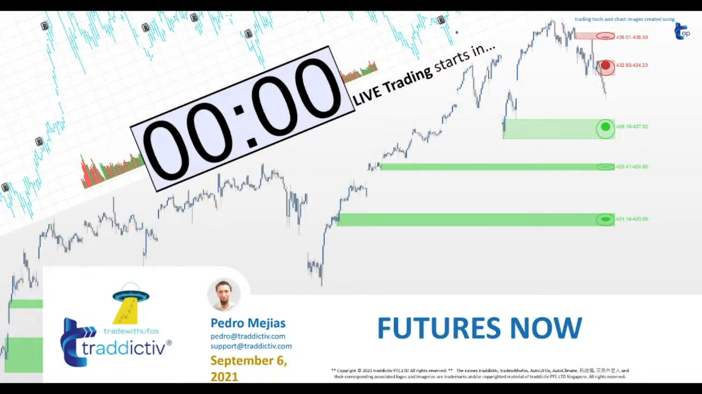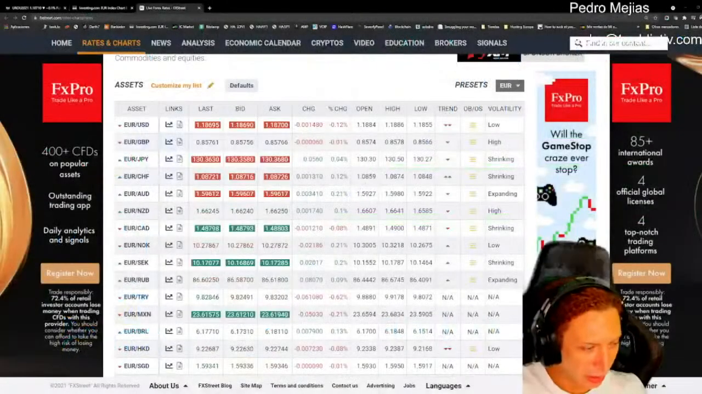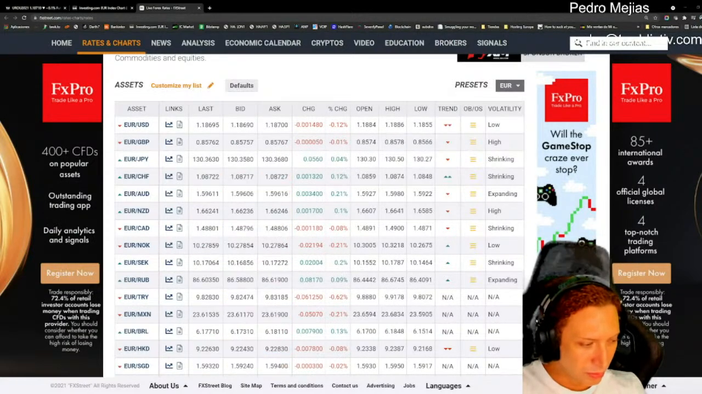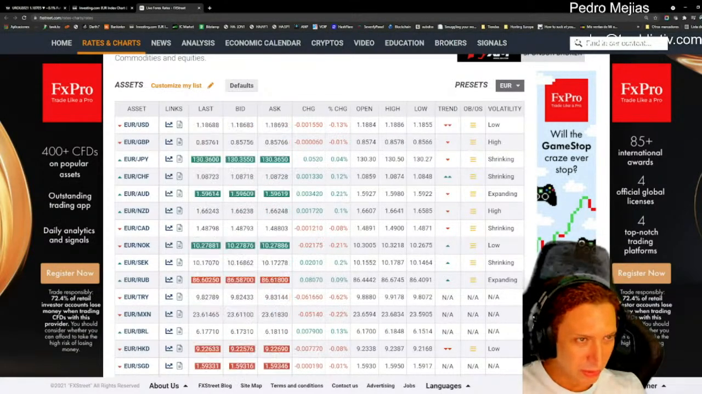The first thing we're going to do today is try to figure out a nice spot to trade the euro, in this case, because it's my favorite asset to trade every day. Let's move forward and check out first what the euro is doing today. And to do that, I like to check some of the websites that show me rates on the euro.